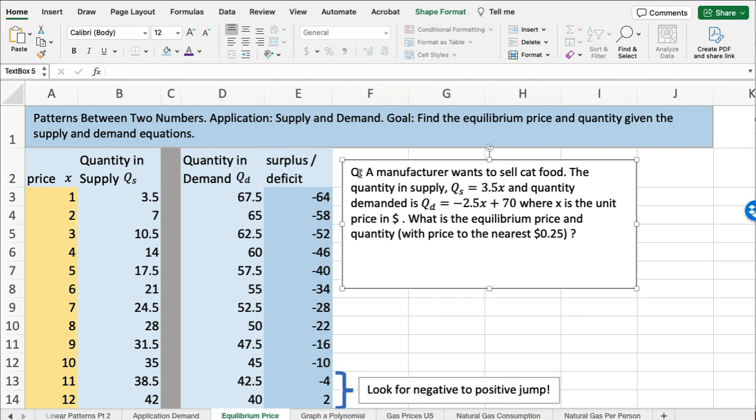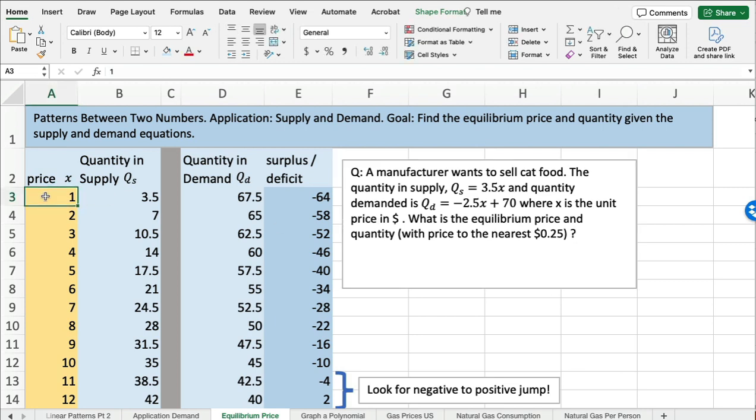The question is, a manufacturer wants to sell cat food. The quantity supplied is given by the formula QS equals 3.5 times X, and the quantity demanded is QD equals negative 2.5X plus 70. So both of those are linear equations, and X represents the unit price in dollars.